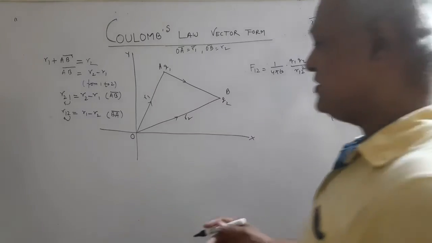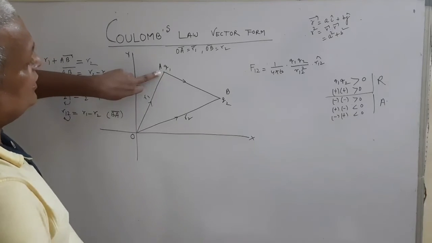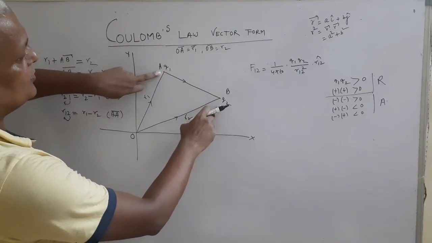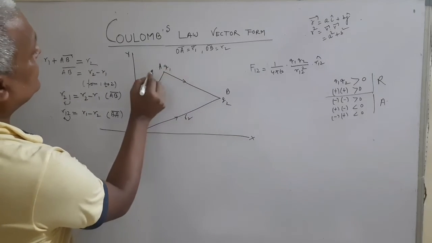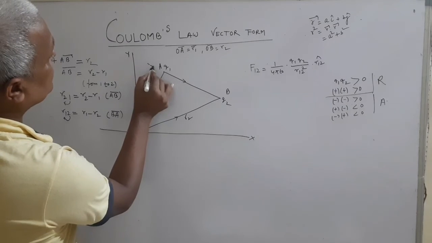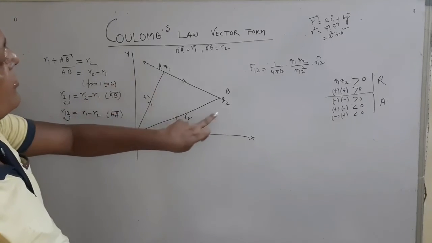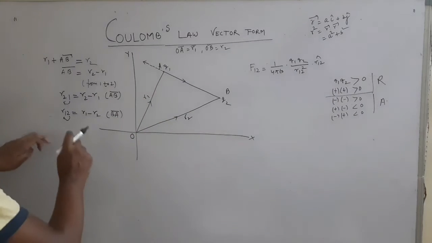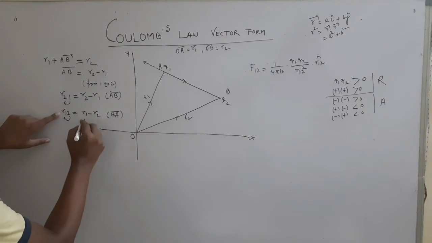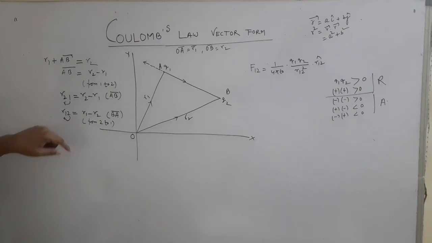Now, for example, if I say that Q1 is positive and Q2 is also positive, then the force on 1 due to this will be repulsive in nature. So this will experience one repulsive force in this direction, and that direction will be from 2 to 1. So now you see, the vector will become R12.